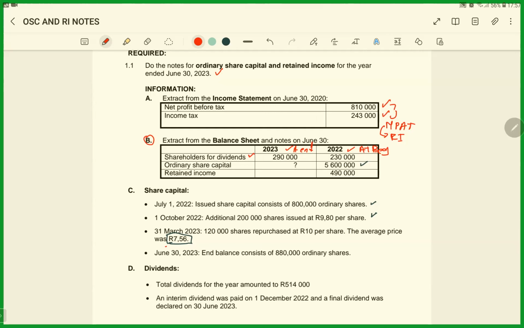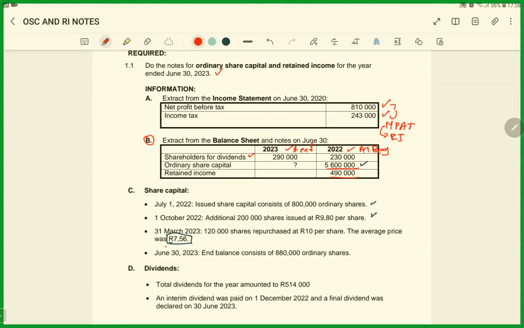But for 2022, we are told 5,600,000 is the value of ordinary share capital. Then we are told that the retained income for 2022 is 490,000. Am I still audible? Yes, sir.